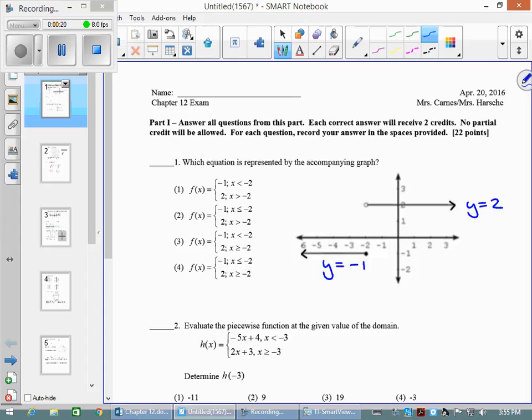So if I take a look at my choices, first I just want to make sure that those choices are available to me. -1 and 2. So all of the choices have the correct constant function. So now I really need to look at the domain.